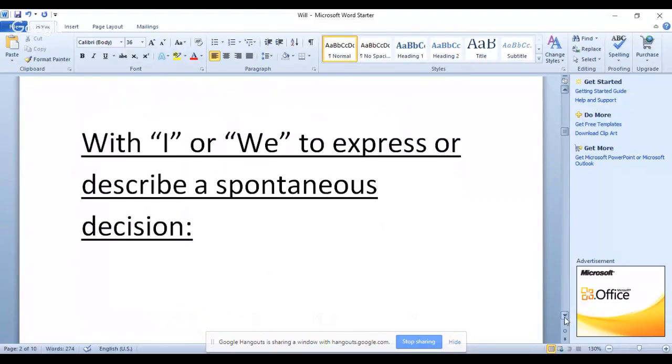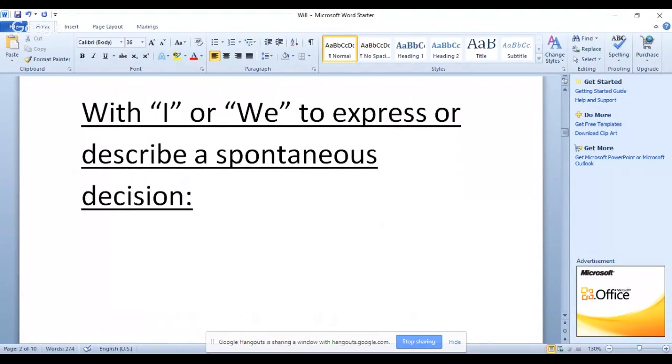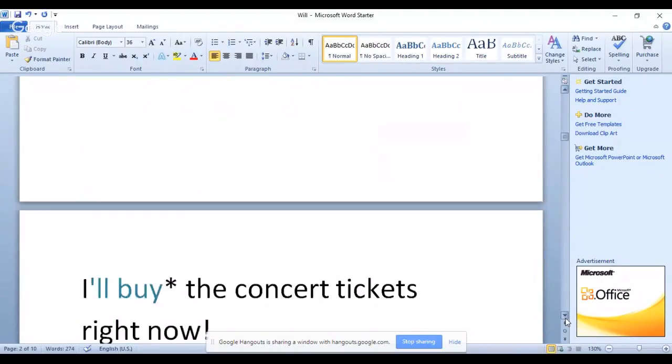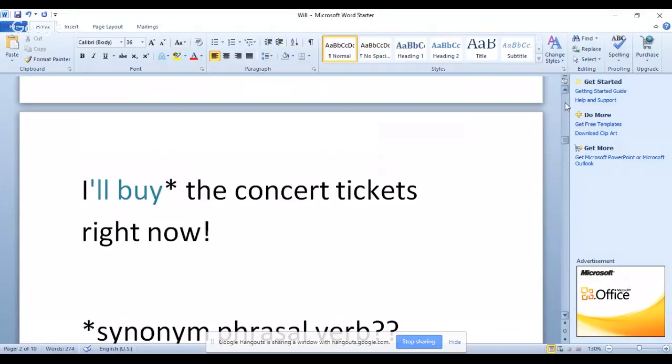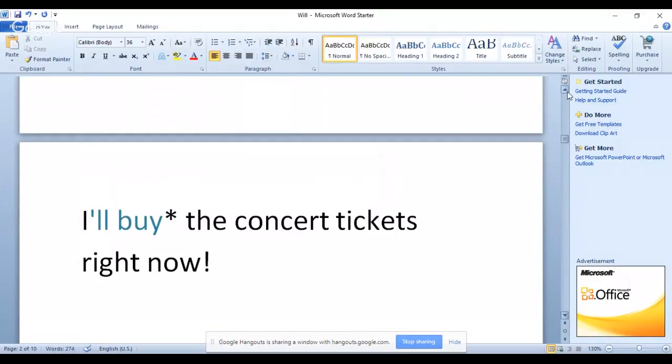So why don't you read this and I'll move down in order for you to read the other part as well. Okay. With I or we to express or describe a spontaneous decision. I'll buy the concert tickets right now. Okay, so maybe you're online looking at the tickets and like, oh my gosh, I can't live without these tickets. I must buy them. I'll buy the concert tickets right now. Okay, so that's a spontaneous decision that you're working on.